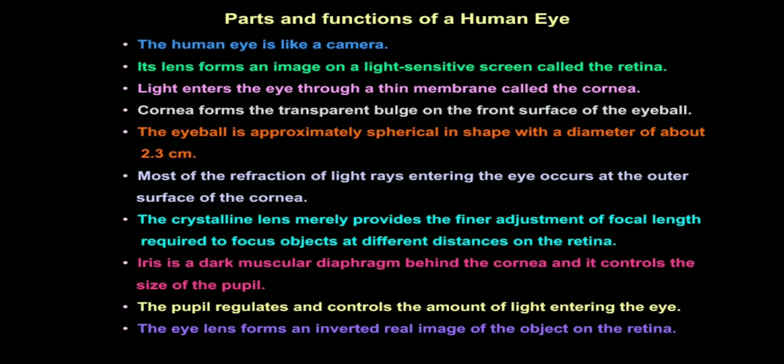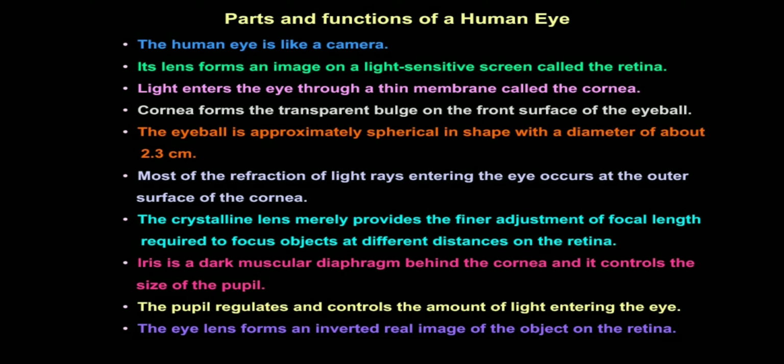Let's see. That is the function of human eye. The human eye is just like a camera. It forms an image on a light sensitive screen called retina. Light enters the eye through a thin membrane called cornea. Cornea forms the transparent bulge on the front surface of the eyeball. The eyeball is approximately spherical in shape with a diameter of about 2.3 centimeter. Most of the refraction of light rays occurs at the outer surface of the cornea.